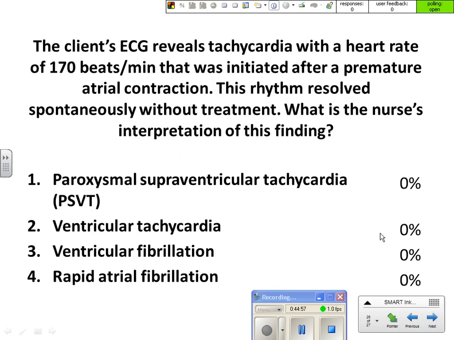The EKG reveals tachycardia with a heart rate of 170 beats per minute that was initiated after a premature atrial contraction. This rhythm resolves spontaneously without treatment. What is the nurse's interpretation of this finding? PSVT, ventricular tachycardia, ventricular fibrillation, rapid atrial fibrillation.